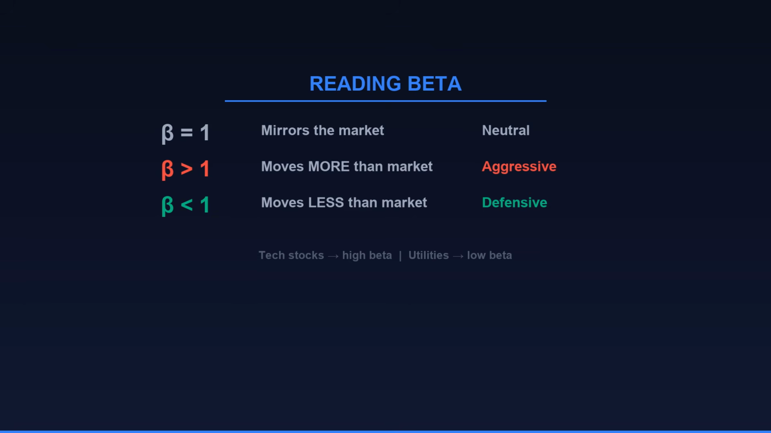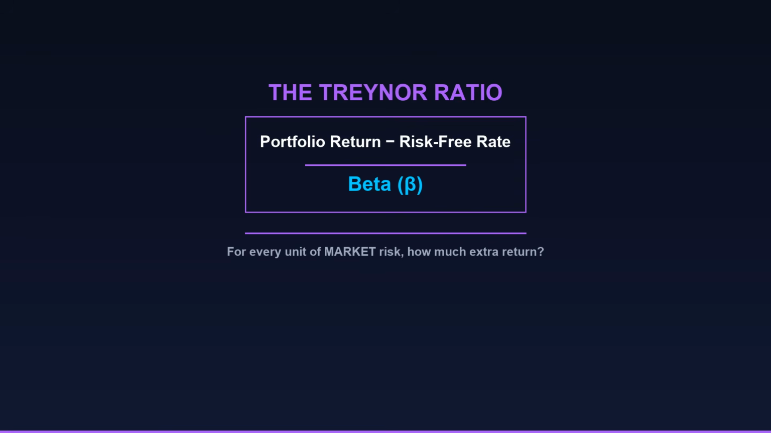Well, if beta is exactly 1, that means the asset basically mirrors the market's movements. If it's greater than 1, like a lot of tech stocks, it's considered aggressive. It's going to move up more when the market's up, but yeah, it's also going to drop more when the market is down. And a beta of less than 1? That suggests a defensive asset, one that's less volatile than the overall market.